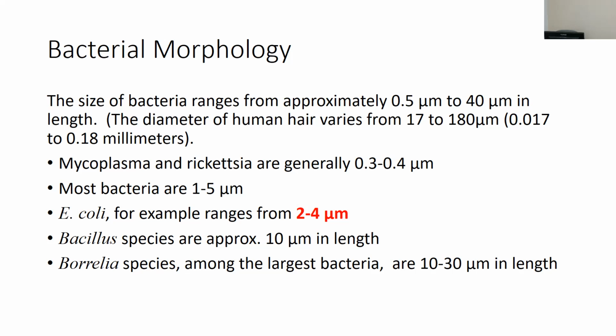So a human hair diameter, so if we pulled a hair out and the diameter is not the length, the diameter is from one side to the other of the stalk of the hair, you see that it's about 17 to 180 micrometers. And you can see that mycoplasma and rickettsia.